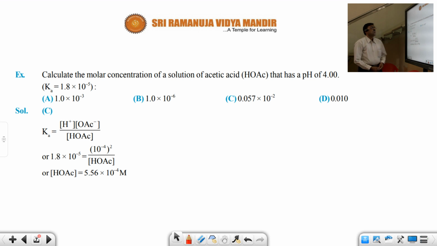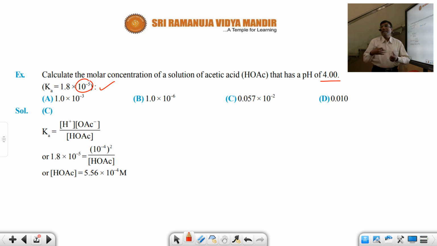It is as follows. Calculate the molar concentration of a solution of acetic acid. You are all aware acetic acid is a weak acid. If any acid is strong, the pH value is in the range 0 to 2. But here you can see the pH is 4. Even from the pH value you can conclude that the acid is pretty weak. Not very weak, but it's a weak acid. And it has a Ka. You can also understand from the Ka value, which is in the order of 10 power minus 5, that it is a weak acid.